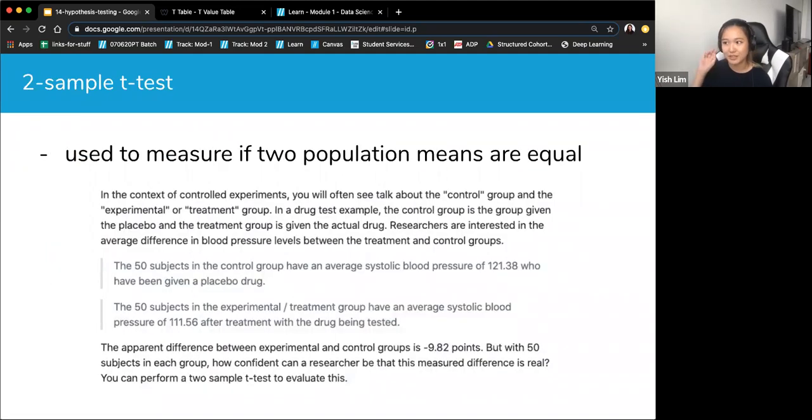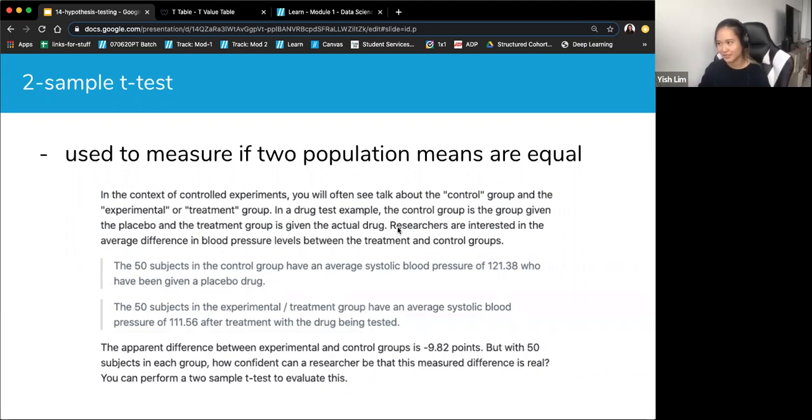All right, so now a two sample t-test. Lots of words here, but this is just the question that we're going to set up. It is used to measure if two population means are equal. This is very commonly used if you have a control group and an experimental group. Let's say you have a new drug that you want to test. You give half the group a placebo and half the group the actual medication. You can use a two sample t-test to see if there's a difference. In this example, we have blood pressure, so you want to see if the medicine actually lowers blood pressure.